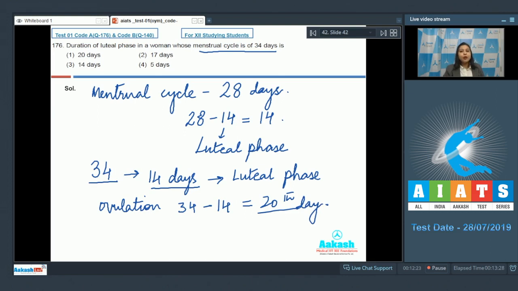We do not calculate from the beginning phase. We always calculate from the end. That is, the luteal phase is going to remain constant. So our answer of luteal phase becomes 14 days. That is option number 3. Let's move on to the next question now.